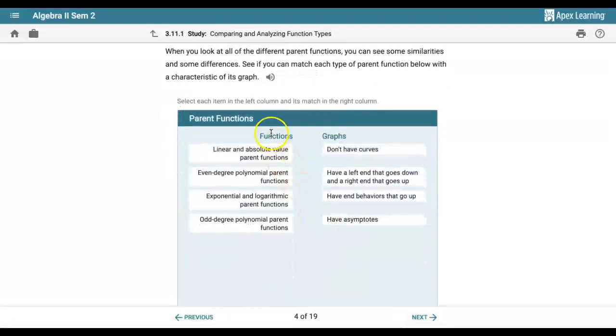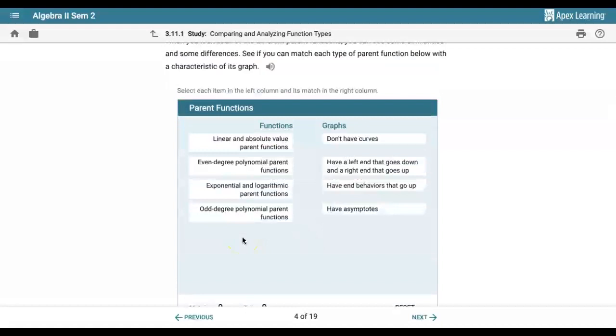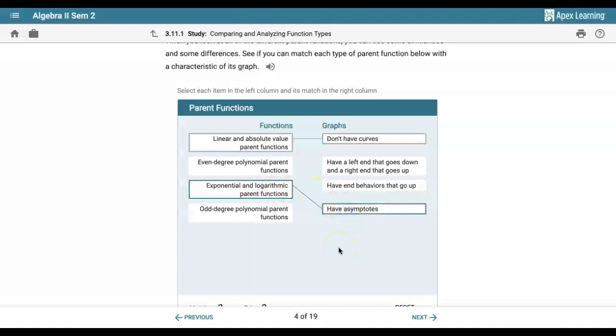Okay, so I will let you guys go through these and really have them matching up. But, I guess we have time, we can go through it here. All right, if we look at linear and absolute parent functions, they don't have any curves, right? Those were our straight lines, either one straight line or the two straight lines that form that V shape. All right, exponential and logarithmic, they obviously have some curves, and another thing is that they have asymptotes, either vertical or horizontal or both.